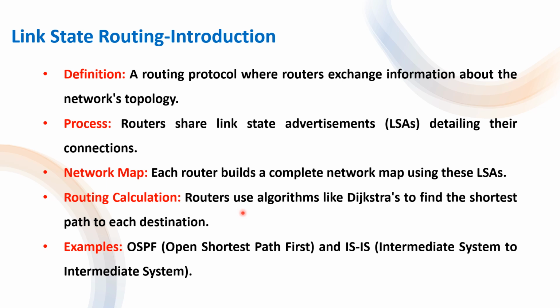Routers, using the network map stored in the LSDB, apply algorithms like Dijkstra's shortest path first to compute the shortest and most efficient path to each destination. This ensures the data is routed via the optimal path based on the link costs provided in the LSAs.